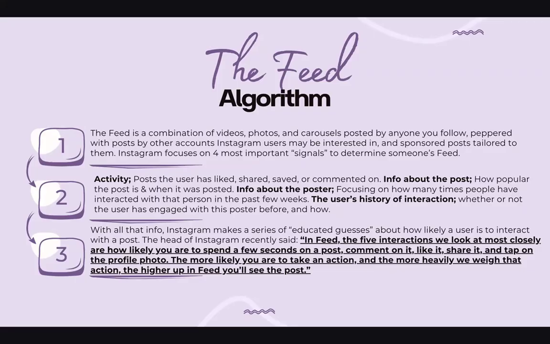The activity is going to be based off of the post the user has liked, shared, saved, or commented on. So, depending on what you are engaging with, that's what your Instagram algorithm is going to show you more of. Okay. It's going to give you info about the post, which is how popular the post is and when it was posted. It's going to take info about the poster and focus on how many times people have interacted with that person in the past few weeks. And if they're creating engaging content, it's going to then post it to more people, right? And then it's going to look at your history of interaction. So the user's history of interaction, whether or not the user has engaged with this specific poster that it's showing before and how often.